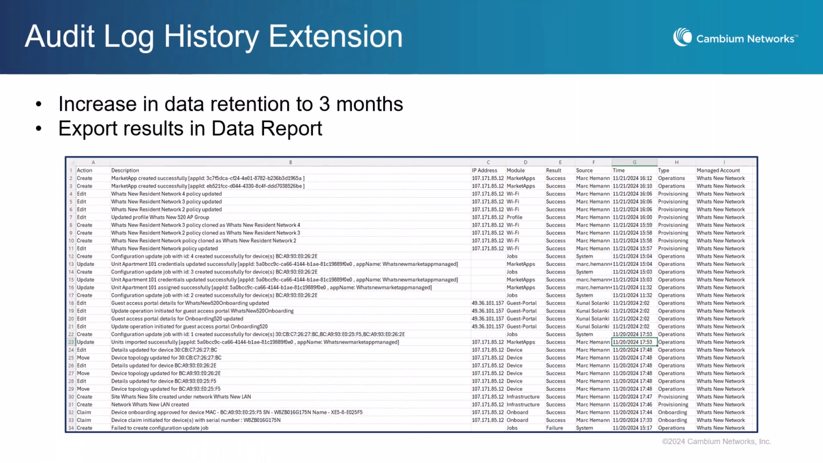cnMaestro has increased the audit log history from 1 month to 3 months. The extended log history provides detailed records including results, types, modules, actions, sources, and much more, allowing administrators to track user actions and system changes over a longer period of time. This view helps identify patterns and spot security vulnerabilities that may otherwise go unnoticed in a shorter time frame.